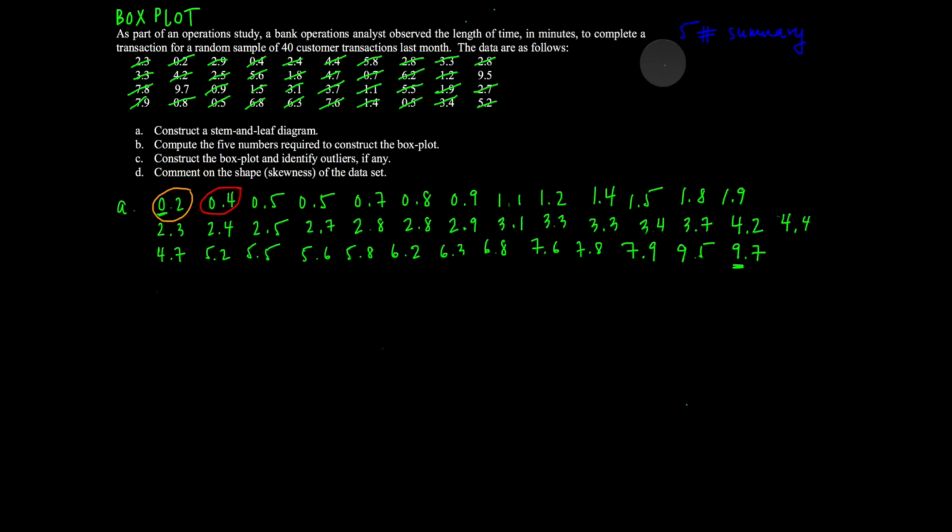So the first thing is the smallest value. The second thing is the largest value, so the max and min pretty much. The third element is Q1, your first quartile. The fourth is Q3, your third quartile. And the fifth is the median.